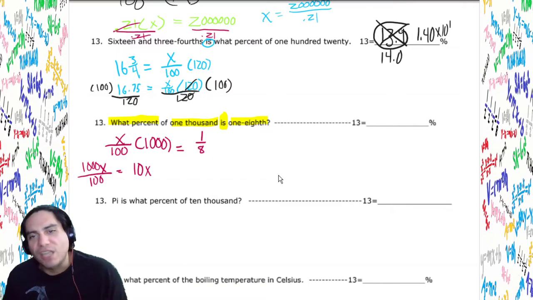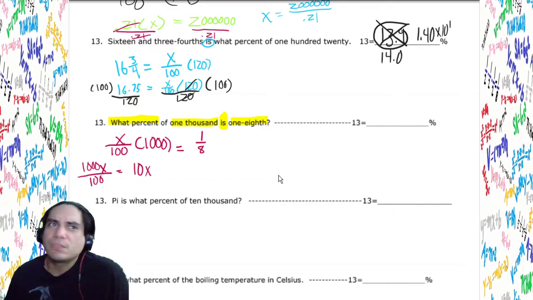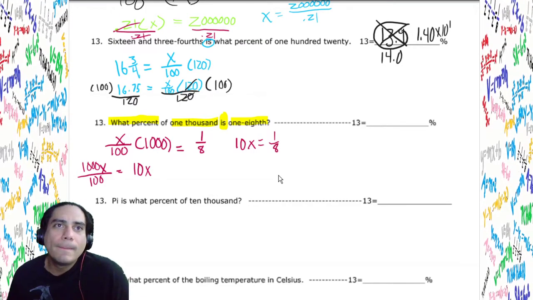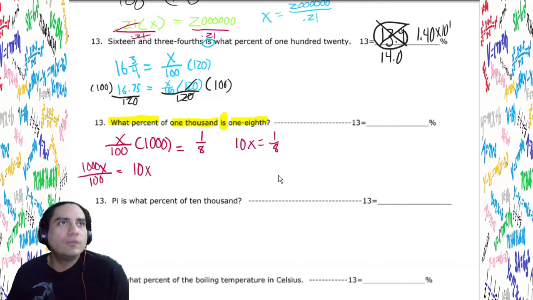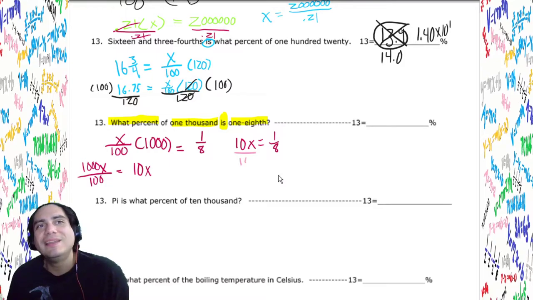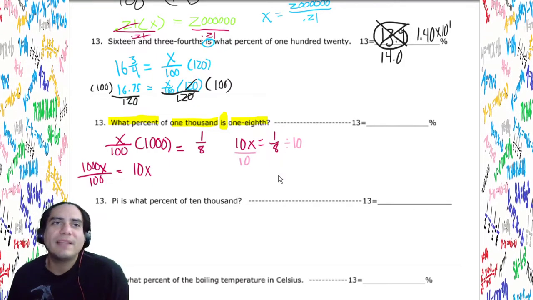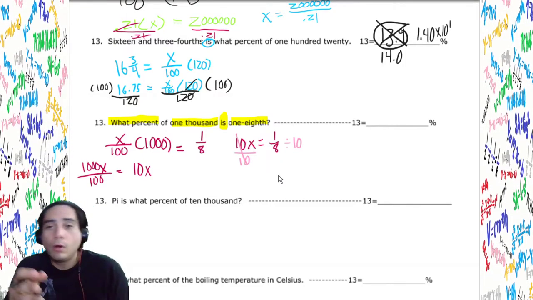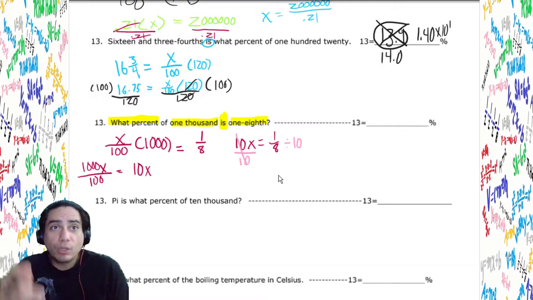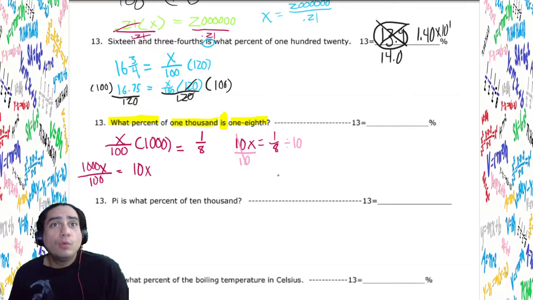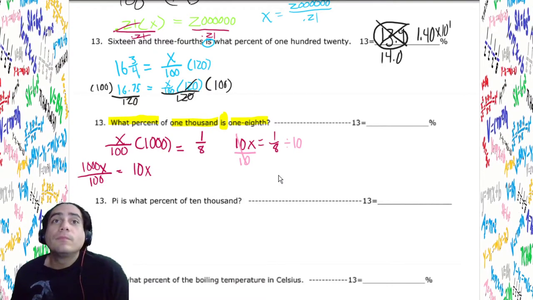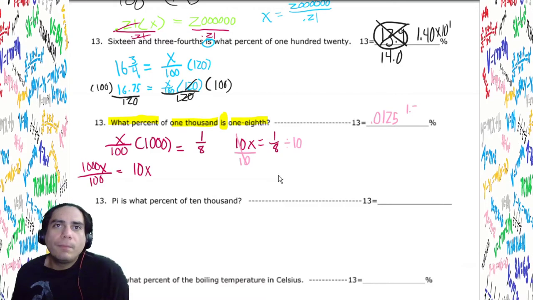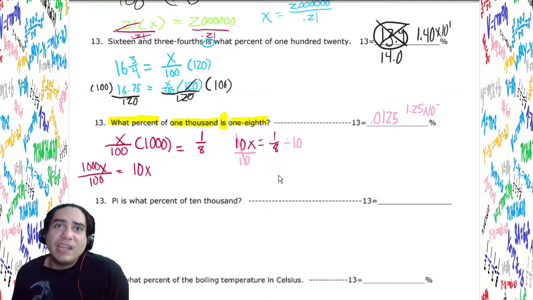So that's the thing about working with percents. If you know how to simplify stuff and write stuff down correctly, you don't have to spend your time doing all this crazy work. Now we got 10x, and 10x is apparently equal to 1/8. To undo this, we're going to divide both sides by 10. Our 10s cancel out. So really what we should be doing here is 1 divided by 8, or 0.125, then dividing that by 10. And now we got our percent here, which is 0.0125, or if you want to keep it in scientific form, 1.25 times 10 to the negative second.